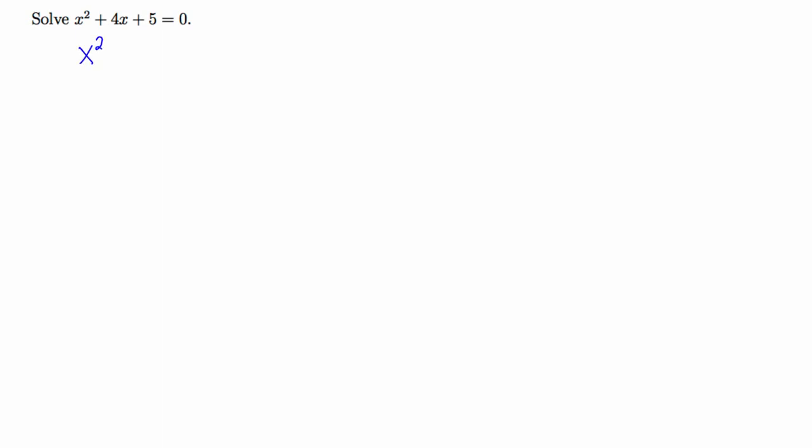To solve the equation x squared plus 4x plus 5 equals 0, we could try factoring. We would ask ourselves what multiplies to make 5 and adds to make 4. The fact is there is no pair of real numbers that will do this. So since we cannot solve this by factoring, we'll resort to the quadratic formula.